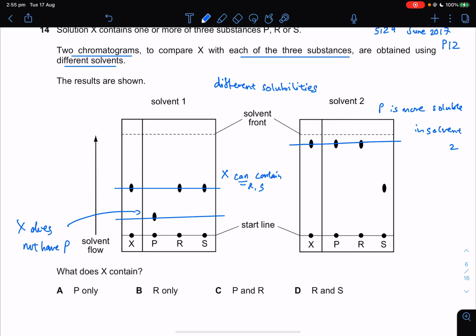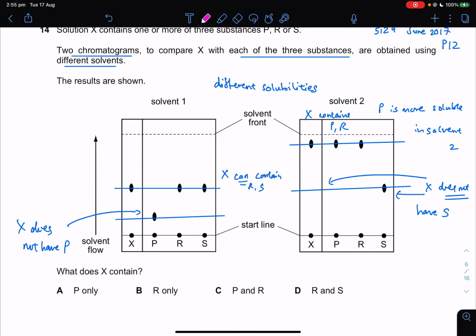If we look at the next one, here X does not have component S because there's nothing in S that moves the same level as in the different solvent. But here they say X contains P or R. Okay, X contains P or R, but then based on what we have said, the logic is X does not have P. So what does X contain? X does not have P.